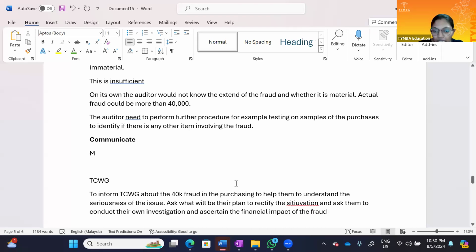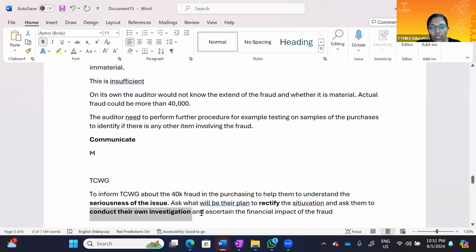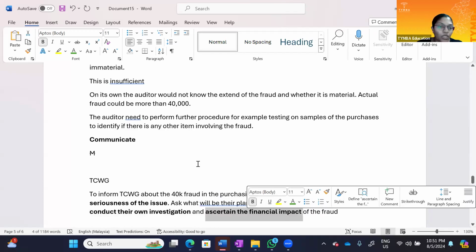Now these are the keywords we want to highlight. These are all things that you can use as standardized sentences when you communicate with those charged with governance. You want them to understand the seriousness of the issue. You want them to rectify the situation. You want to ask them to conduct their own investigation and also ascertain the financial impact of the fraud. So these are all keywords.